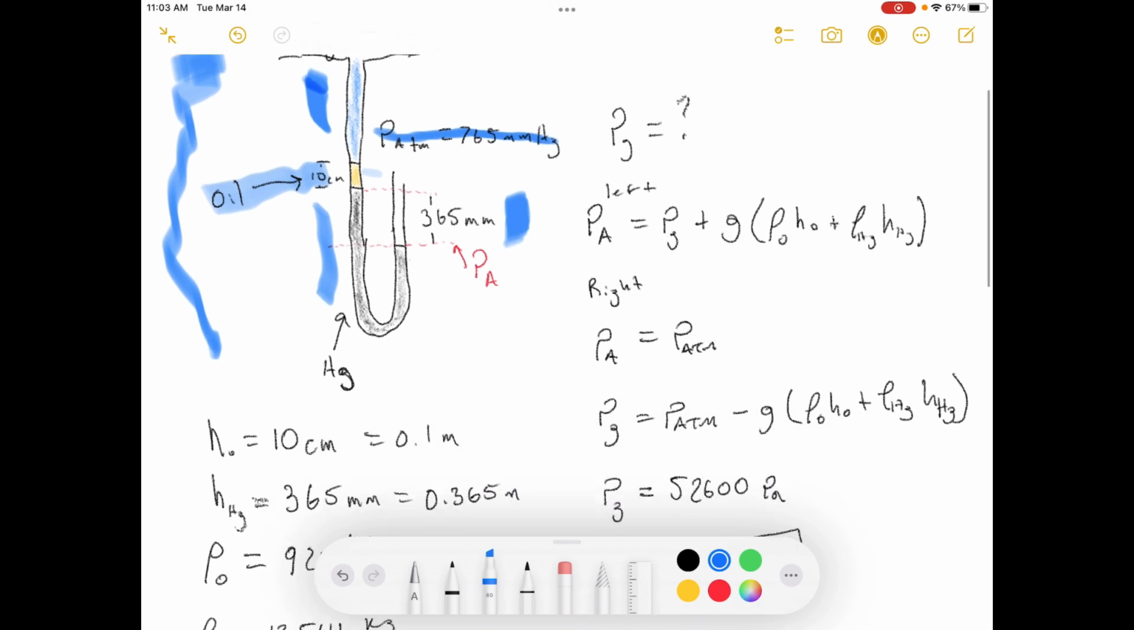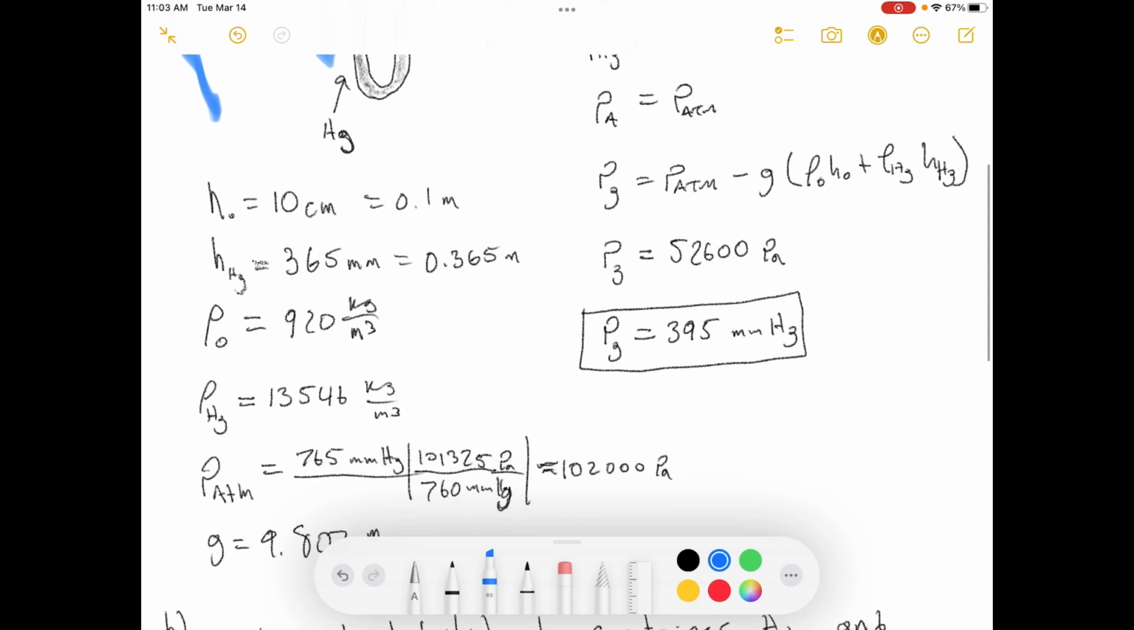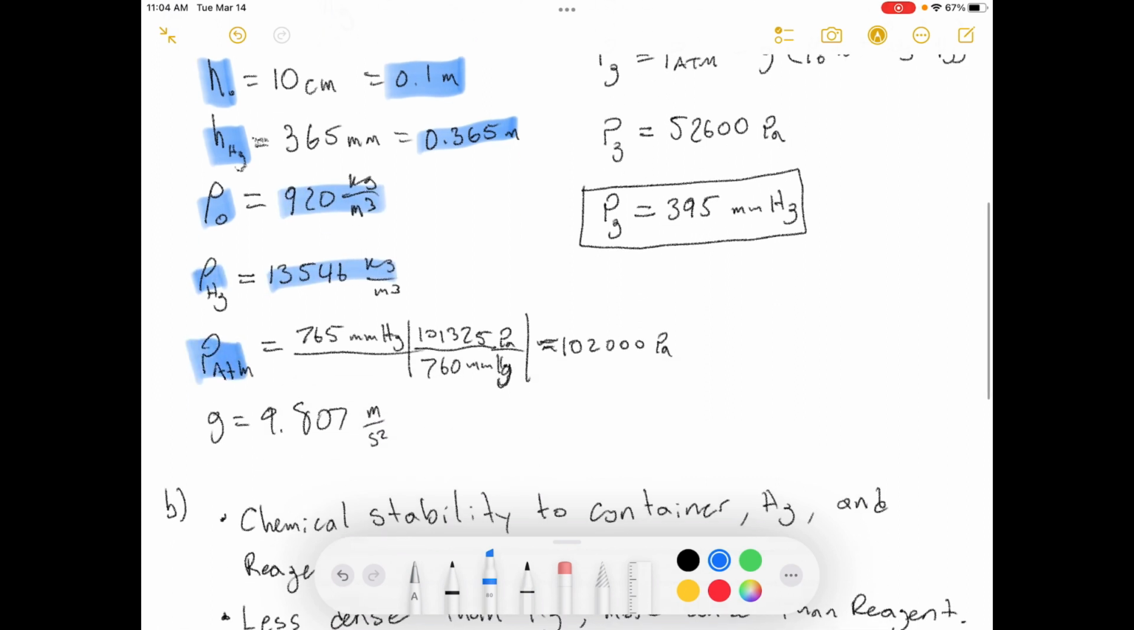So first thing I did was I wrote down all of the stuff that we knew, and I put it into standard units. So we've got the height of the oil, which is 10 centimeters. Got the height of the mercury, convert that into meters. The density of the oil they gave to us, density of mercury we can look up. I convert the atmospheric pressure into pascals and write down what the gravity is here.